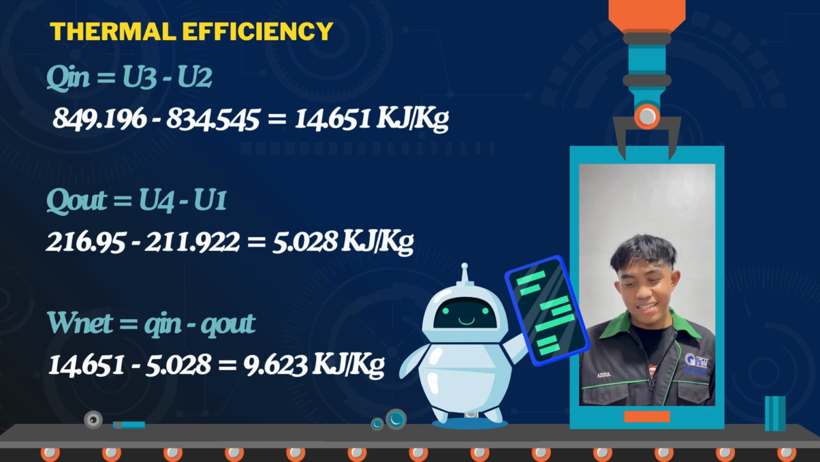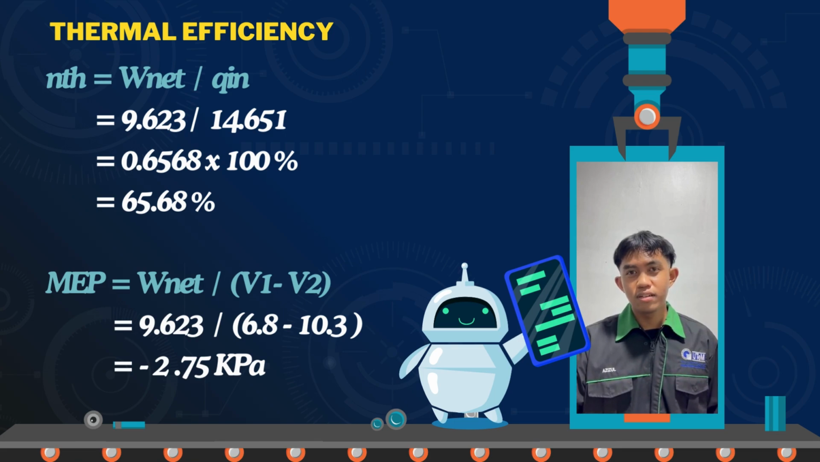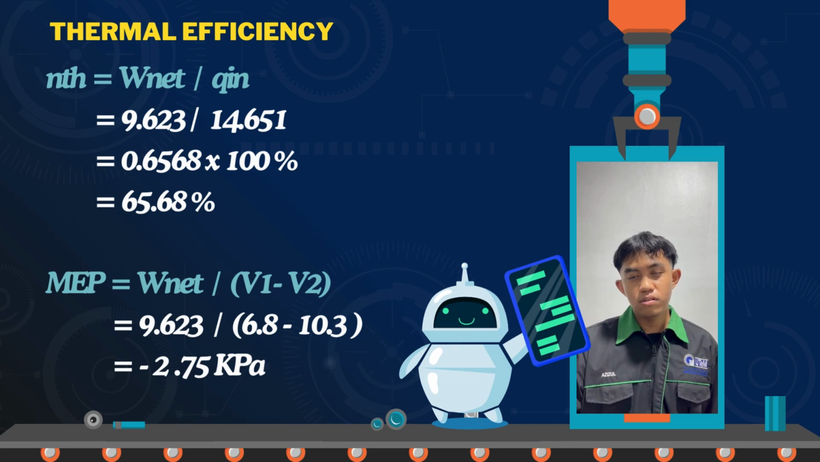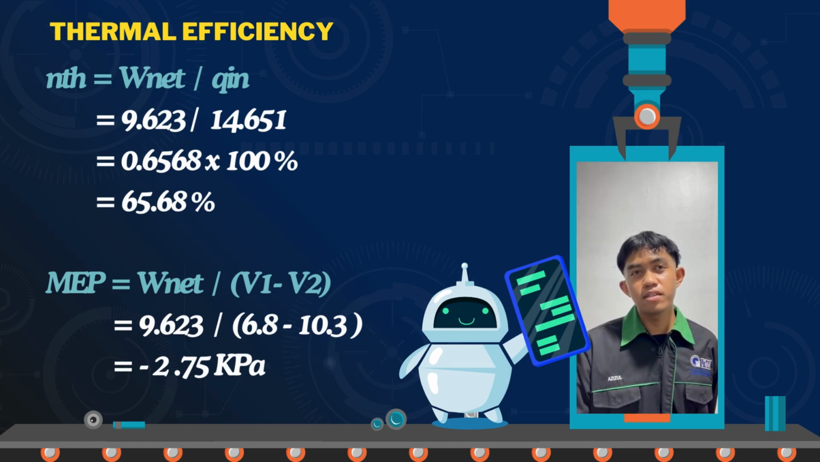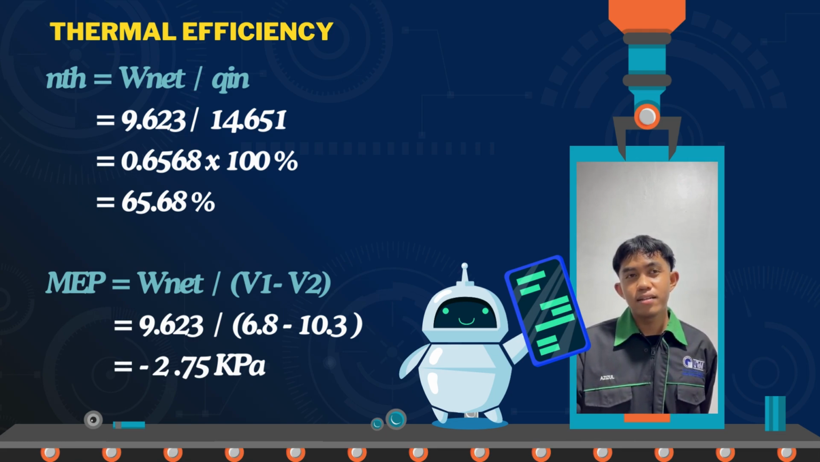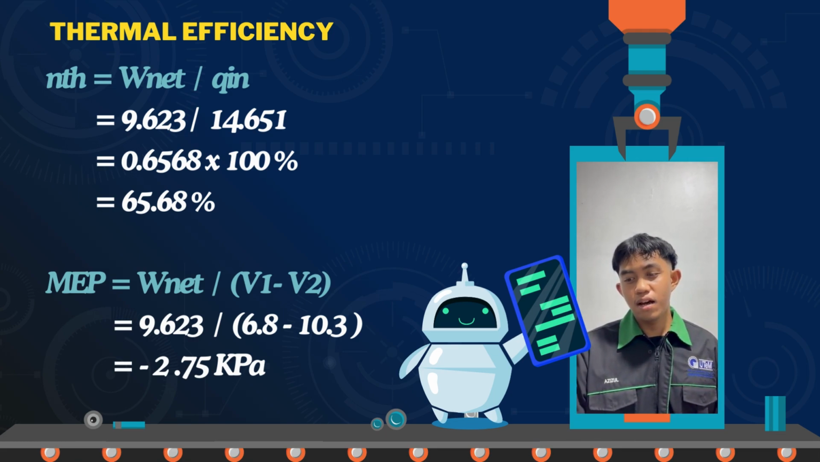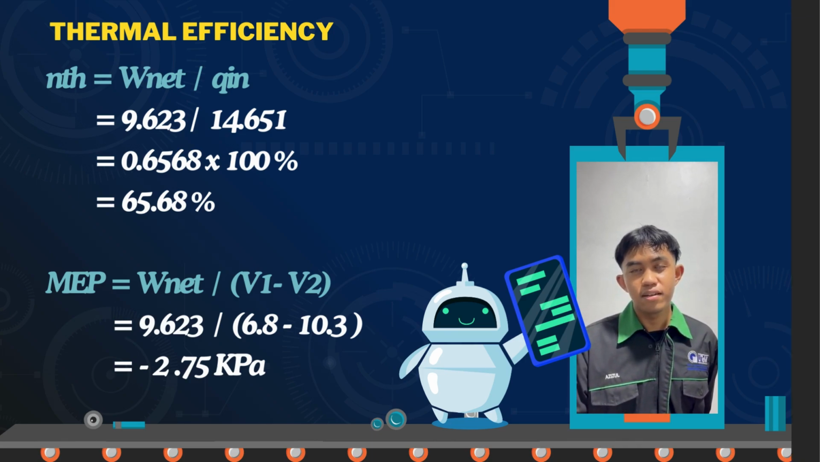kJ per kg. So the thermal efficiency is equal to Wnet divided by Qin. It is equal to 0.658 and converted to percent, equal to 65.8%. And for the MEP, which is mean effective pressure, which is Wnet divided by V1 minus V2, we get 2.75 kilopascal.